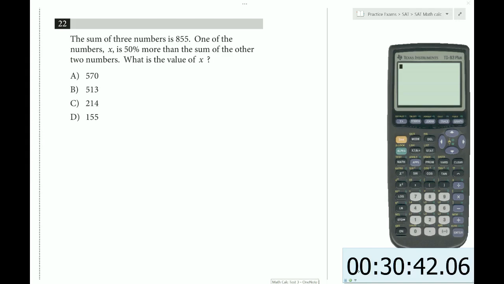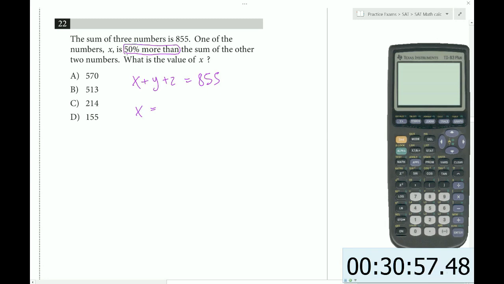Okay, the sum of three numbers is 855. So usually we call the three numbers x, y, and z. So we'll add them up and set them equal to 855. One of the numbers, x, is, so "x is" means equals, 50% more than.